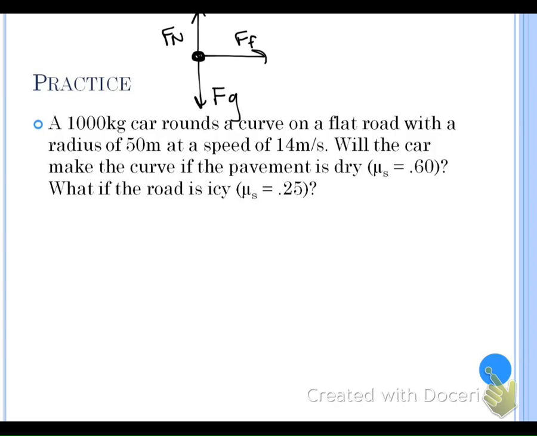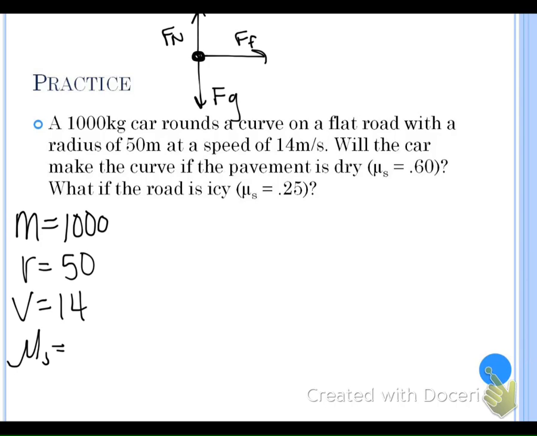So from our problem, we can pick out the mass, which is 1,000. We can pick out the radius, the velocity, which is 14, and the coefficient, which is 0.6. Okay? So we're going to have to solve for both the frictional force and the centripetal force, because we're going to have to compare those two. We want frictional to be larger. You can choose which one we do first. Tell me which one you want to do first.